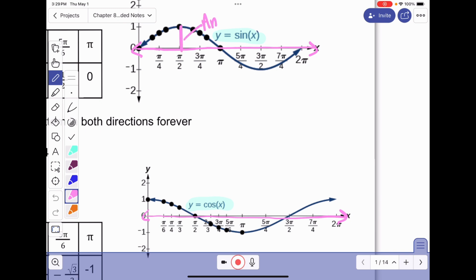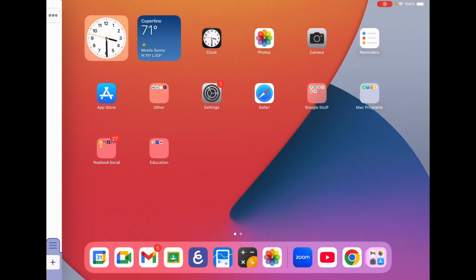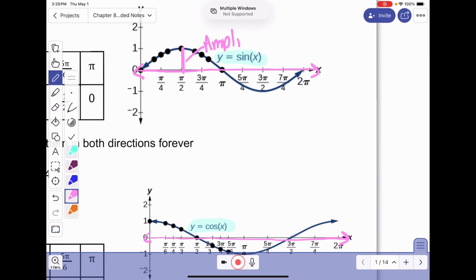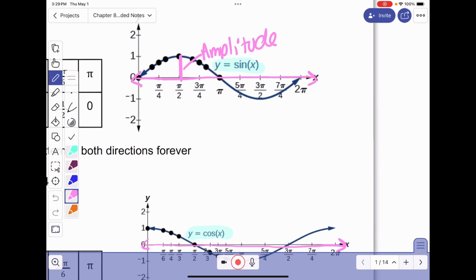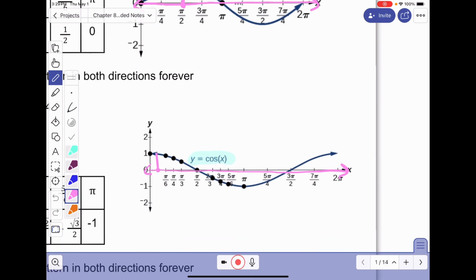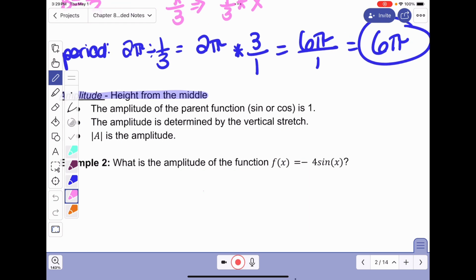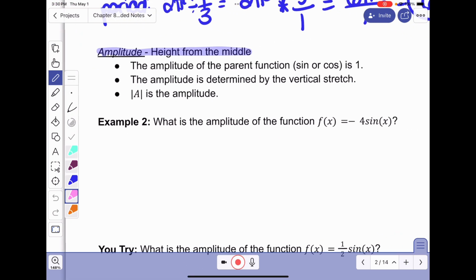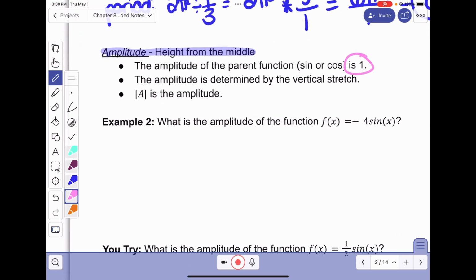Amplitude is this value here. It's the height between the midline and the top. Height between midline and the top. So the amplitude of the parent function is 1.